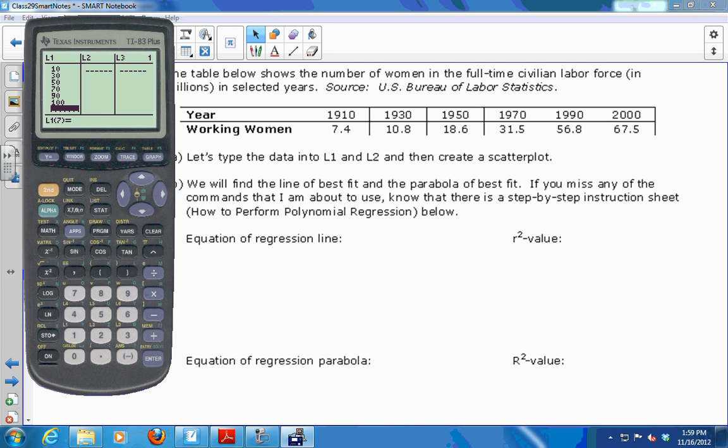Correct, as long as it's not specified on the test. And in fact, I believe in your packet, it is telling you to let t be the number of years since 1900. So it told us to measure time this way. Okay, so then in list 2, we put the y data, the 7.4, the 10.8, 18.6, 31.5, 56.8, and 67.5.